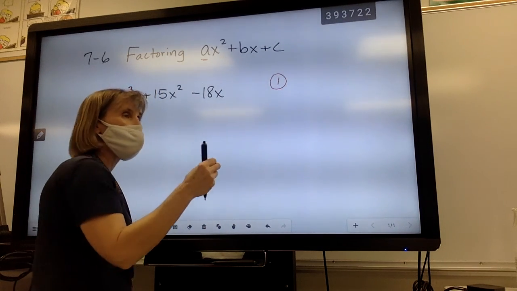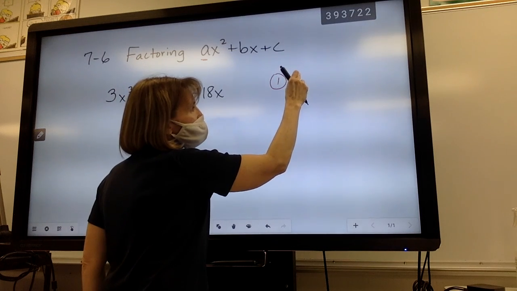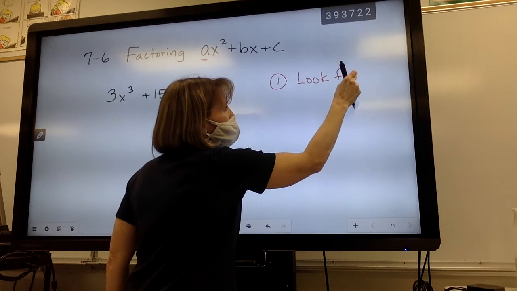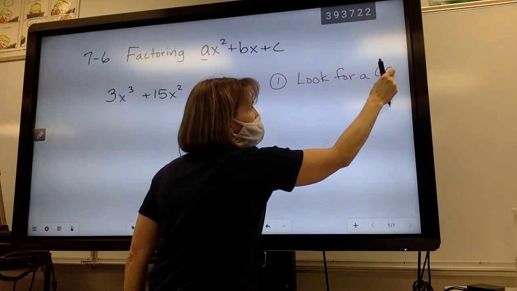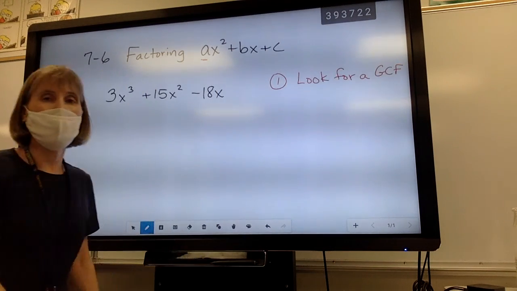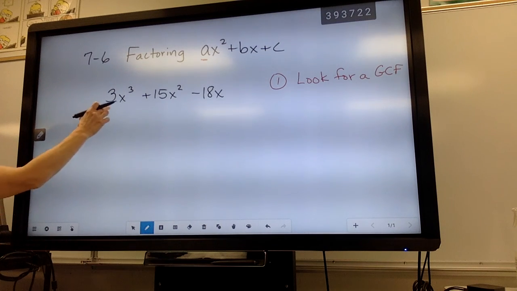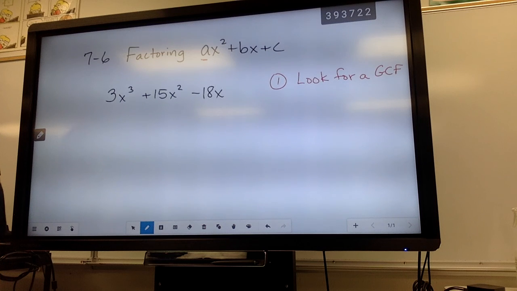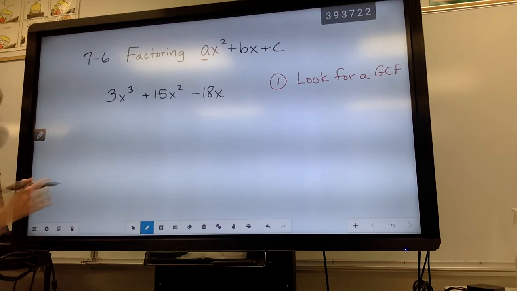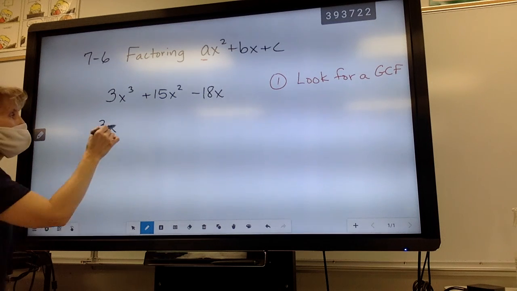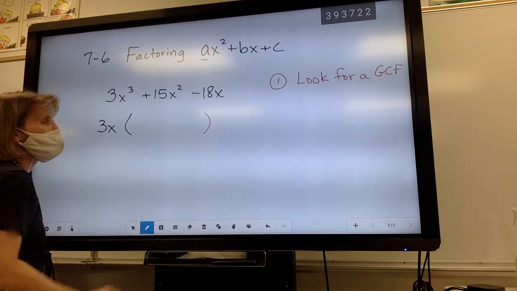What we want to look at, and what our first step is, we need to get in the habit of, and we're not yet there, but we want to look for or take out, I'm going to say look for a GCF. Is there a greatest common factor that exists? When I look at all three of these, what do they have in common? What divides into all of them? A 3. And an x. So the greatest common factor is 3x. So I want to take that out first and then see what's left.